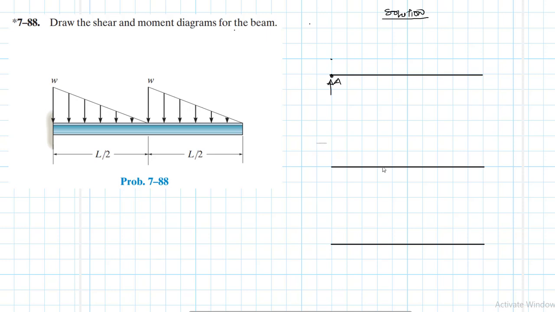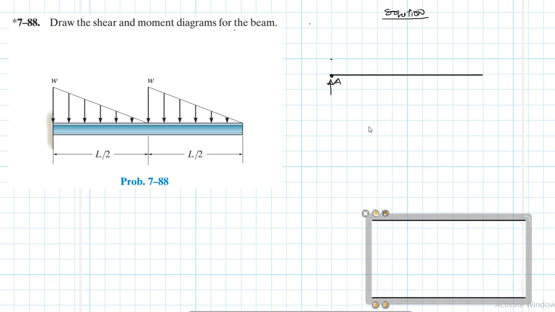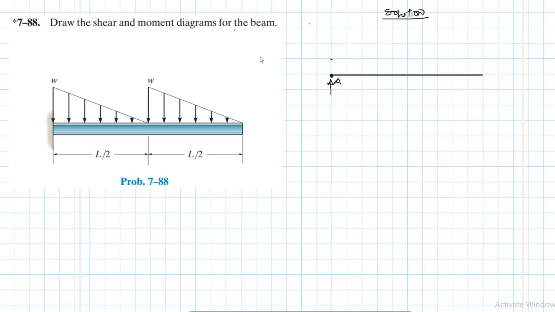We move this down. I'll use them later on, I'll redraw them later. Okay, I have AX there, and then I have my moment, which is MA. Then later on I have my load, these triangular loads, like so.